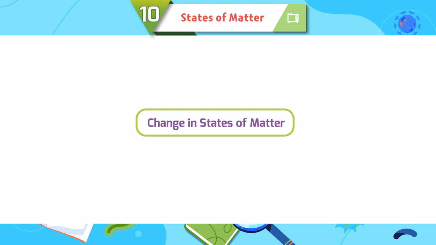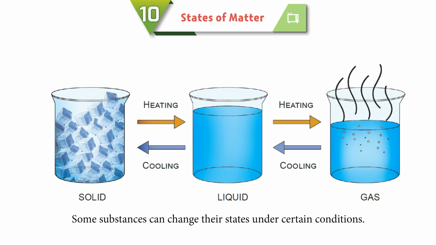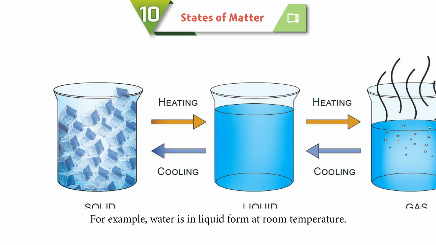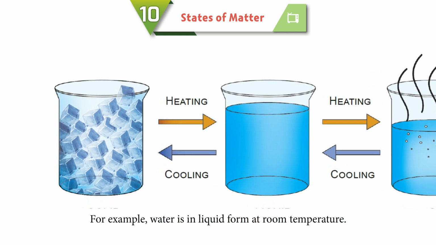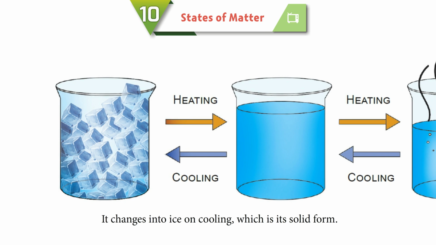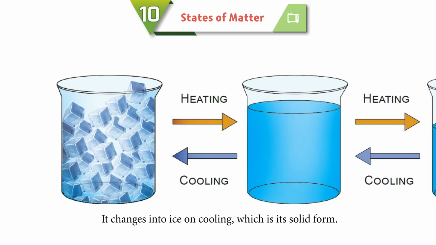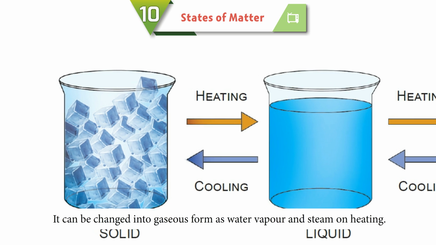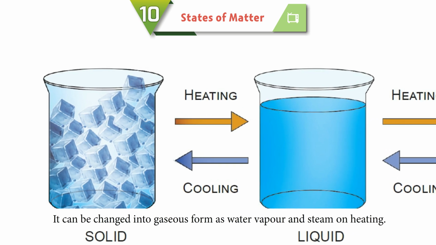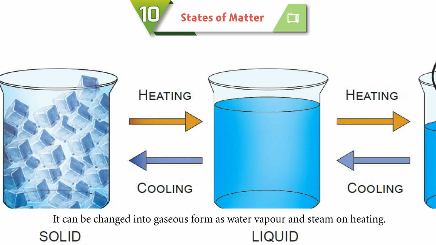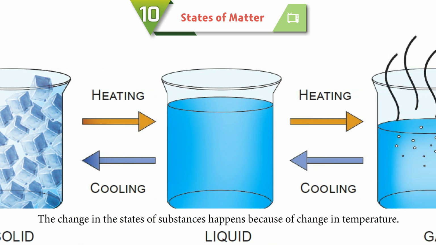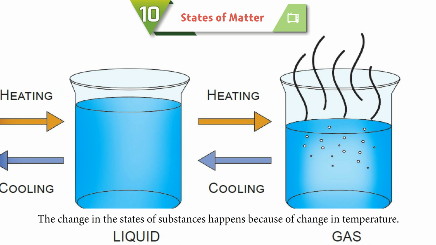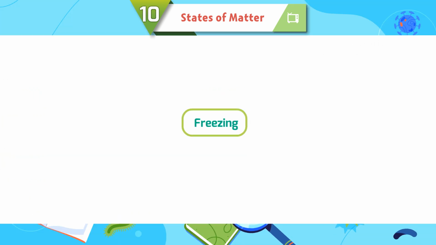Change in states of matter. Some substances can change their states under certain conditions. For example, water is in liquid form at room temperature. It changes into ice on cooling, which is its solid form. It can be changed into gaseous form as water vapor and steam on heating. The change in states of substances happens because of change in temperature.